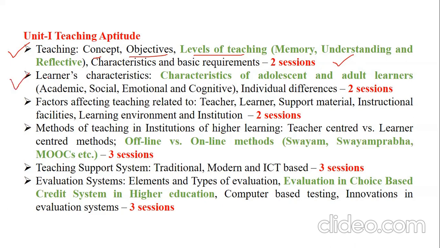Coming to the next subtopic, learners' characteristics, where we will see the characteristics of adolescent and adult learners. These characteristics include academic, social, emotional, and cognitive characteristics. Along with that, we will also see the topic of individual differences, which will again require 2 sessions to complete. Then we have the third subtopic, factors affecting teaching related to teacher, learner, support material, instructional facilities, as well as learning environment and institution, covering the topic in 2 sessions.